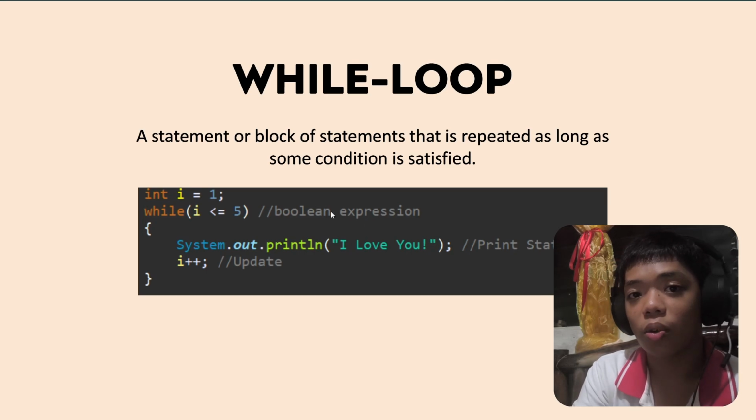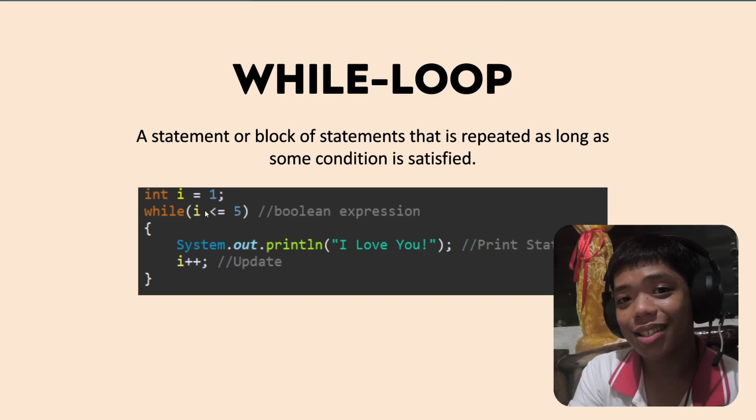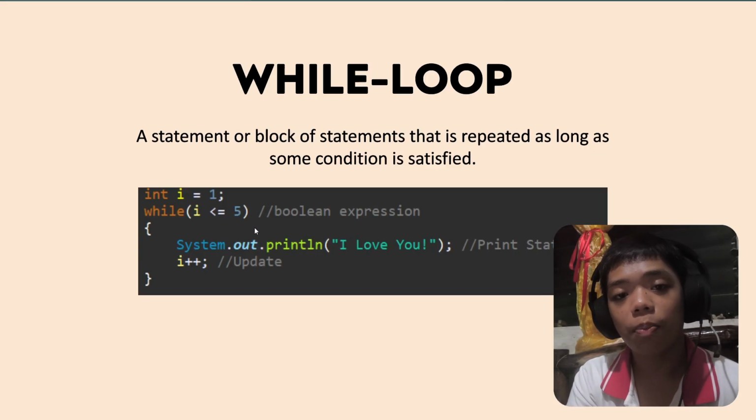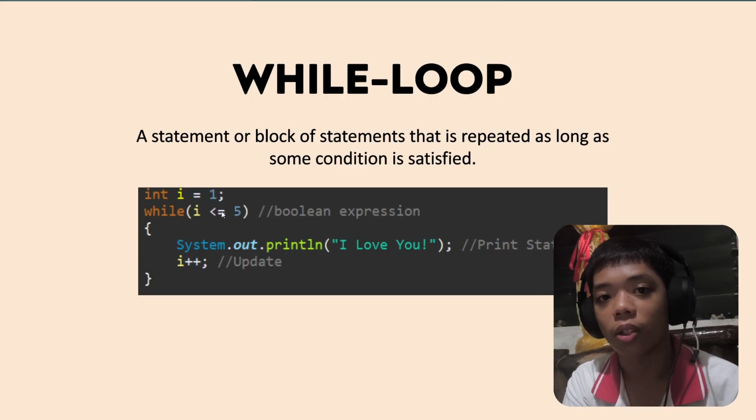And this time it is going to be 6. When we check the Boolean expression again, 6 is less than or equal to 5 is false. So in that moment, it will terminate. The while loop will stop and it will proceed to the bottom of your code.